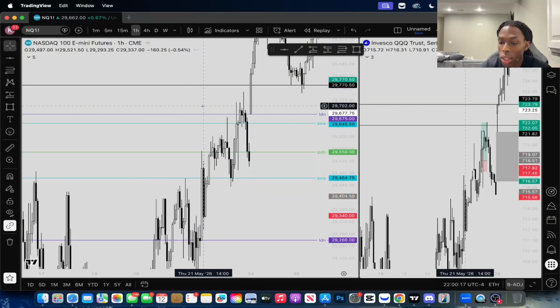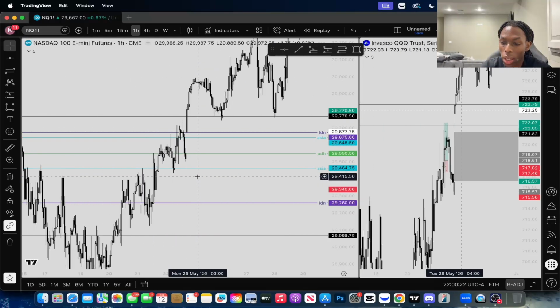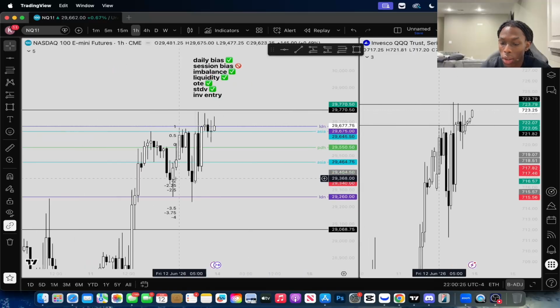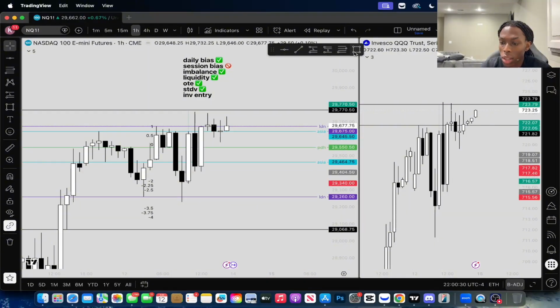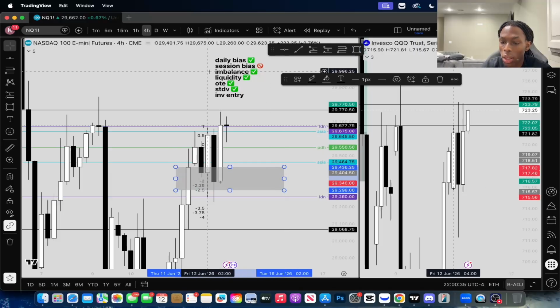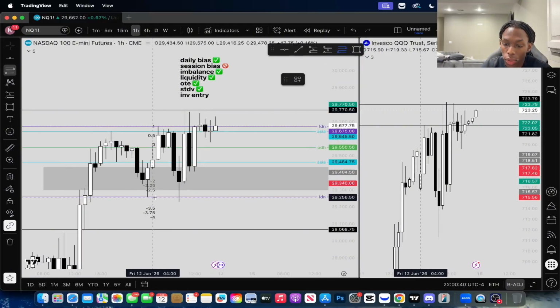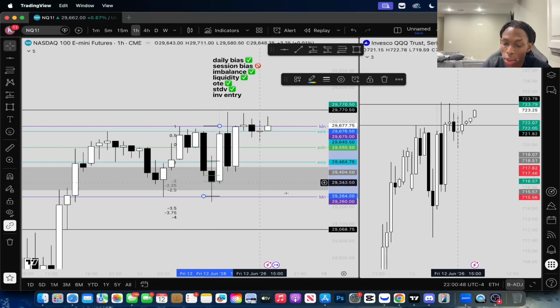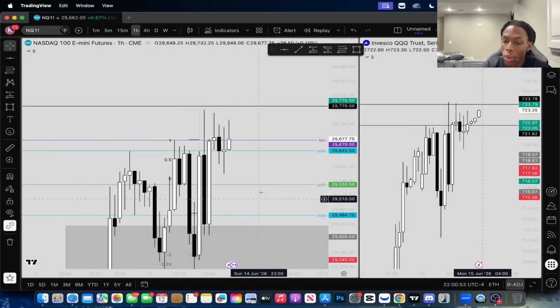Let me plot the OTE again for you guys so you can see everything and how it all played out. Here we are. Yeah, so it was a 4 hour imbalance I was looking at though. Yeah, this one that held right there. And then OTE from that, it'll just look like this. And you see where the golden pocket is. You see where we bounced from.